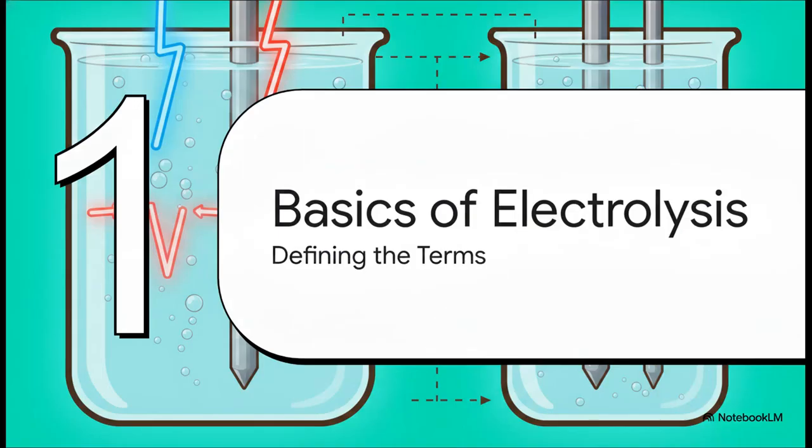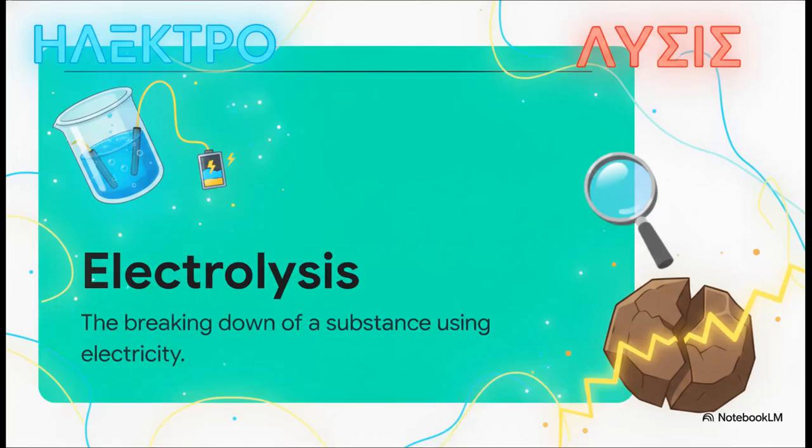Okay, let's kick things off with part 1, the basics of electrolysis and defining our terms. Before we dive into the crazy reactions, let's just get our core definition nailed down. Electrolysis is, quite simply, the breaking down of a substance using electricity. Actually, the word itself literally tells you what it does. Electro for electricity, and lysis, which means to split or break apart.